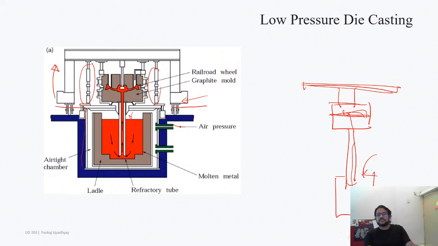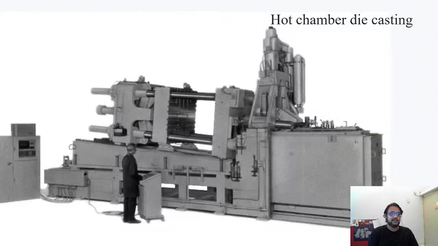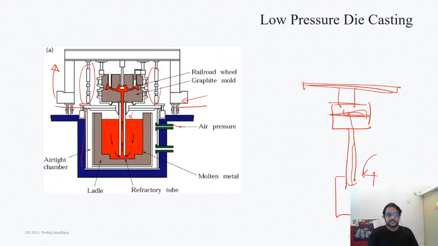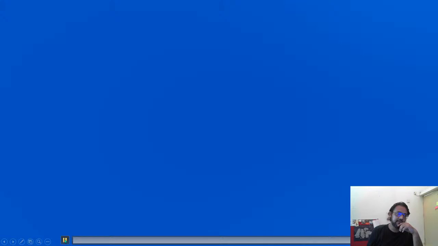And the reason it's called low pressure die casting is because the amount of air pressure required to make it flow to this die is not too much. Exactly how much, I don't know, but it's lower than the other process called high pressure die casting, where you can make slightly thinner parts also. So let's take a look at the video of how this is done.